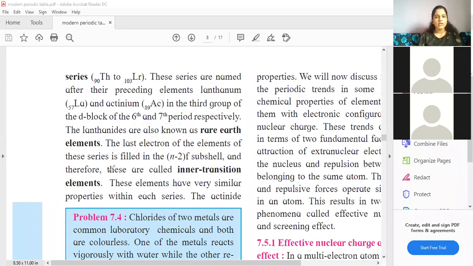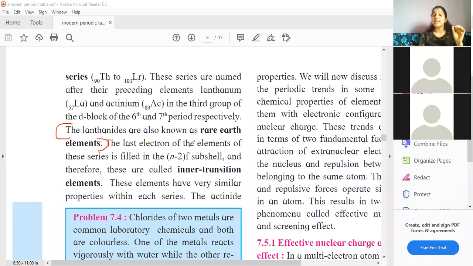Now what is written: the lanthanides are also called rare earth elements. You can mark this statement if you want. Just like group 1 is called alkali metals, and there are alkaline earth metals, halogens and so on. Out of the 2 series of F block, the first one, the lanthanide series, is also called rare earth elements. And what does that mean? It is written in the name only: rare earth elements. Hardly found. Let's move ahead.